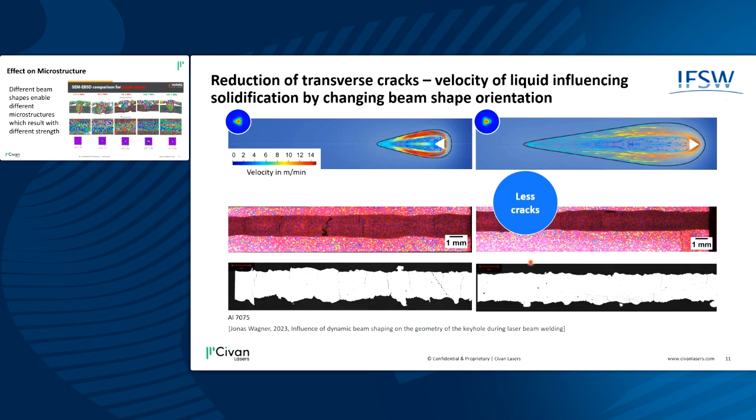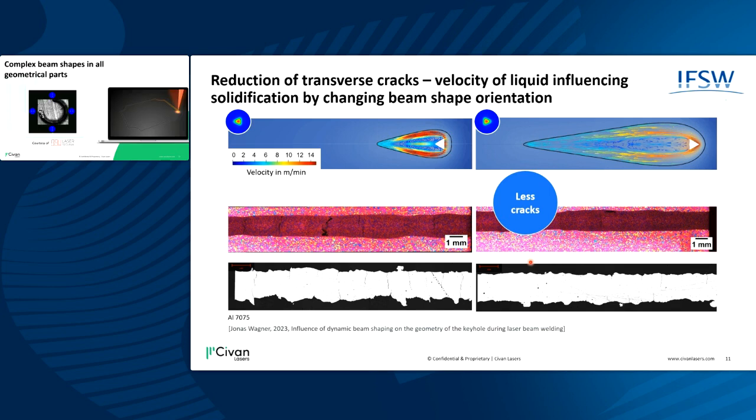Another unique feature of the dynamic beam laser, which does not exist in other beam shaping methods, is that we are able to change the orientation of the beam shape on the fly. Here is a high-speed video of welding this battery cooler, which you see at the bottom. We are using a non-symmetric beam shape, in this case a spiral, which gives us good results in this application. You can see in the movie that the orientation of the beam shape is changing as it moves.